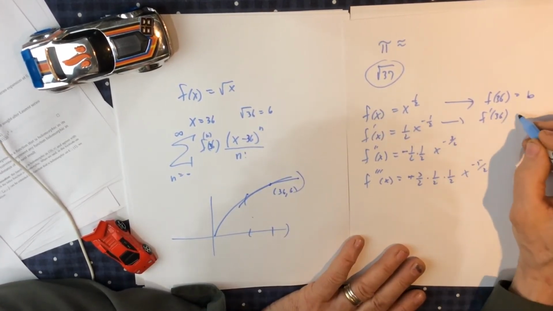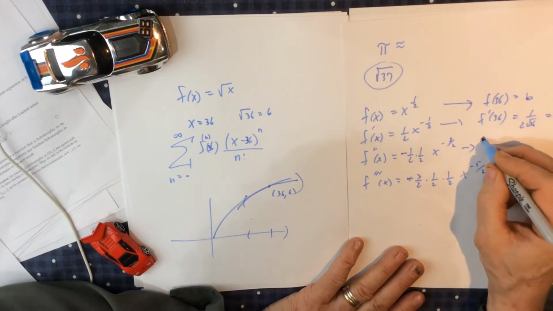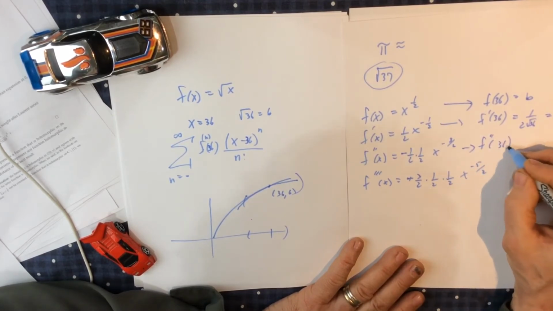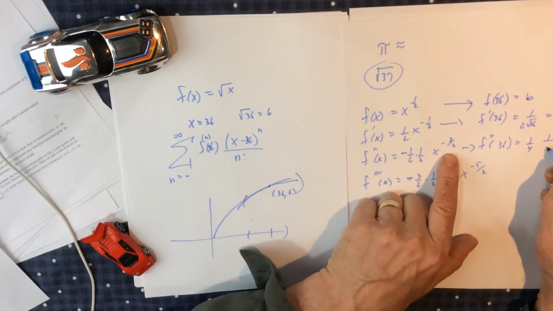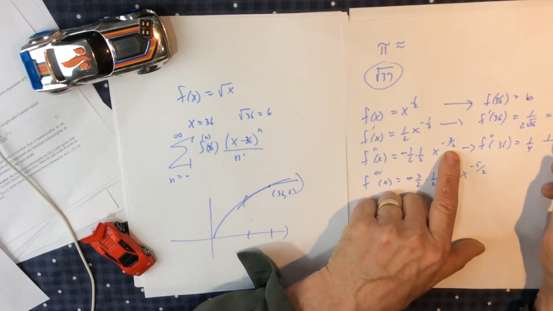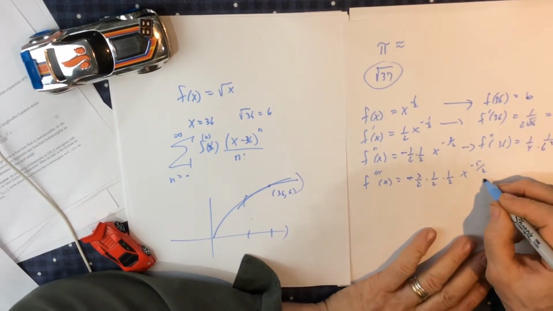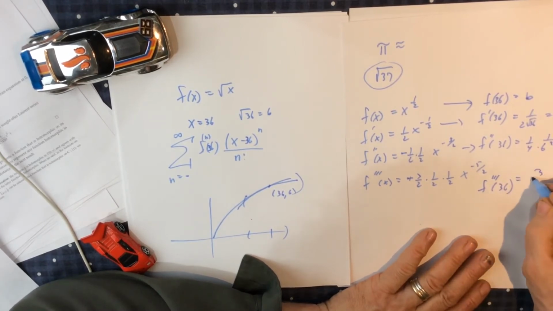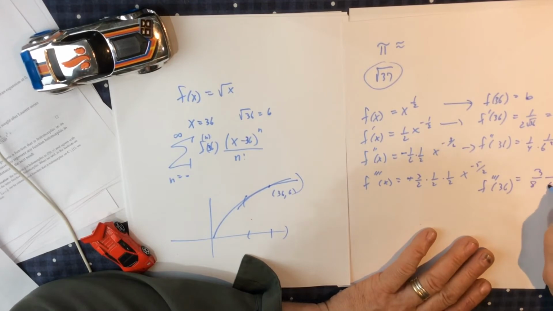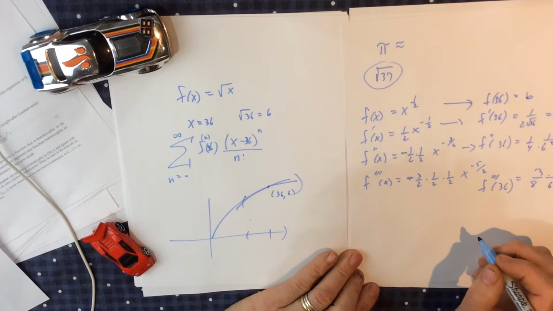So f prime of 36 is 1 over 2 root 36, which is 1/12. F double prime of 36 is 1/4 times 1 over square root of 36 cubed, so that would be 6 cubed. And f triple prime of 36 will be 3 over 8 times 6 to the 5th. All right, so I'm going to use these to create my Taylor polynomial.